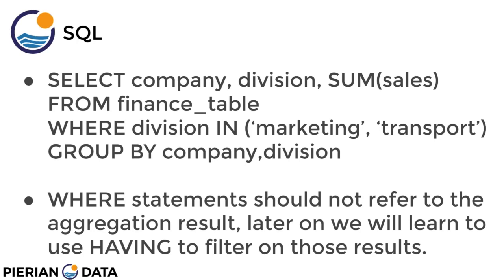So notice what we're doing here is we're saying select company, division, sum of sales from finance table, where division is in marketing and transport, essentially filtering out the divisions before we actually perform the group by on the company and division. And again, notice here, company and division appear in the group by, sales does not because it has the aggregate function associated with it.